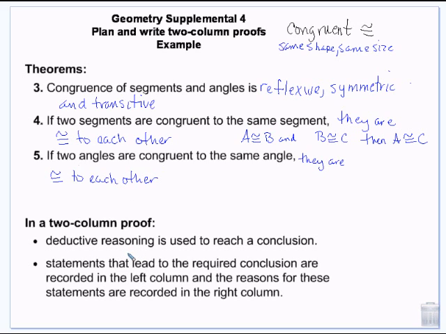Remember we talked about inductive versus deductive. Inductive is based off of an observation, but deductive is based off of fact. And so we have to use deductive reasoning because we can only make statements that are based off of fact. We can't make any assumptions, or we can't even look at a picture and say, oh, well, it looks the same size, so they're congruent or something like that. We have to use facts. And then the statements that lead to the required conclusions are recorded on the left, and the reasons are recorded on the right, which I'll show you that in a second.